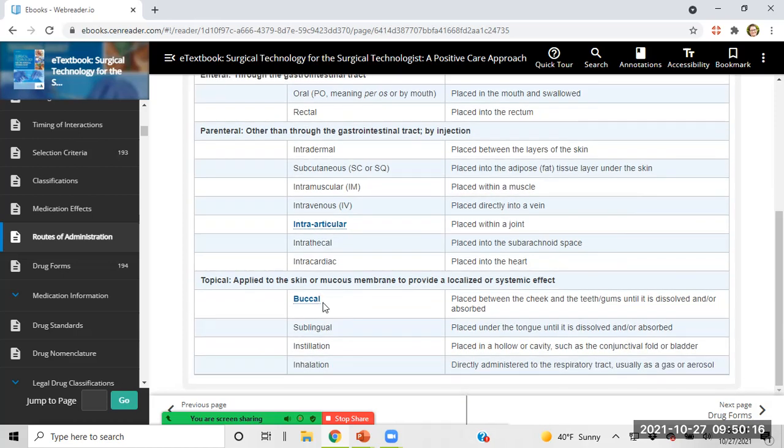And then, of course, topically, here we've got buccal. And so that's like when you get a shot when you're at the dentist, they place it between the teeth and the cheeks. Sublingual, that's under the tongue. Instillation, this is in a hollow cavity, so like the conjunctival fold or in the bladder. And then inhalation, so that's like your gas prior to intubation during anesthesia, or respiratory treatments, that is inhalation.